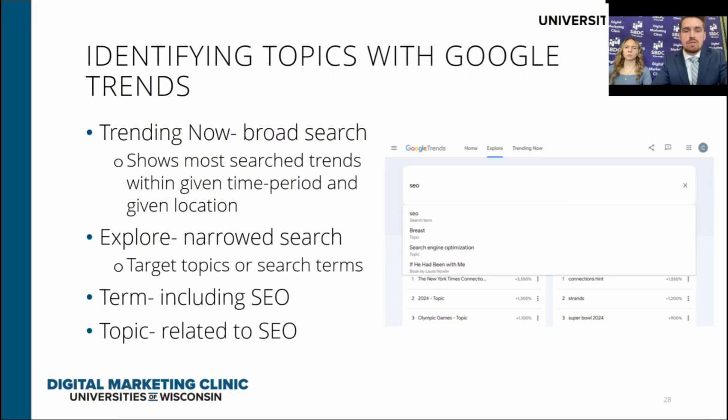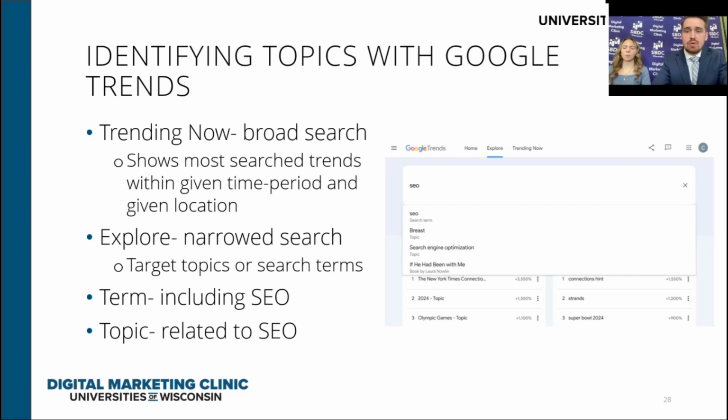We're going to shift over to trends now. The broadest way to find ideas with trends is the Trending Now page. This page just shows the most searched terms across the entire web in a designated time. You can change the time frame that you're looking at, but anything that is trending across the entire web will be listed here. The Explore page is where you can search for trends that relate more to your needs, and that's where we're going to be operating mostly.